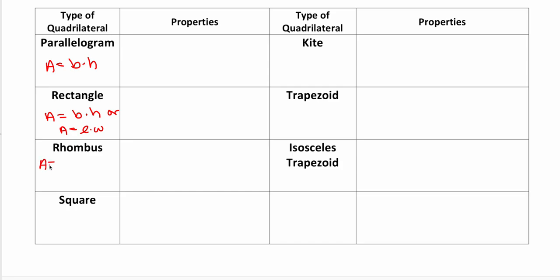The area of a rhombus is 1/2, which is different because it's not just base times height, is 1/2 times the first diagonal, so diagonal 1 times diagonal 2. We actually have to find the lengths of the diagonals, not the sides, to be able to find the area of this. So I'm going to write a little note to remind us that D in this case is the diagonal.